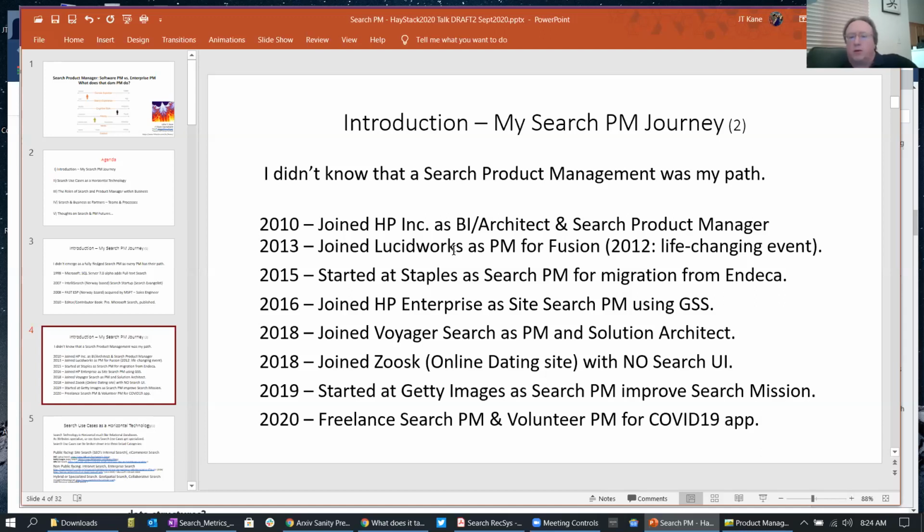Last year, I started with Getty Images to help them improve their process. They already had a successful search engine implementation. They were looking to modernize it, and I worked directly with the VP of product management for search, and we were able to get it improved and get a product roadmap.